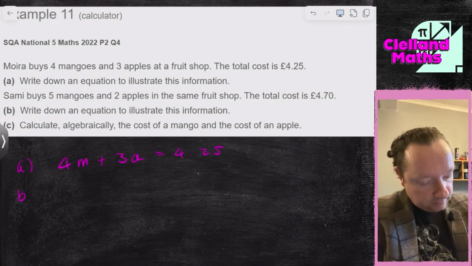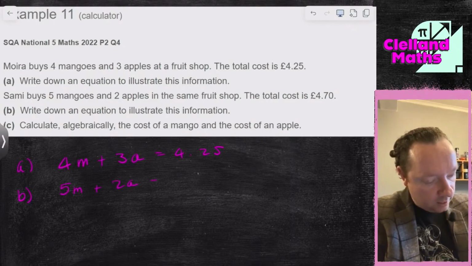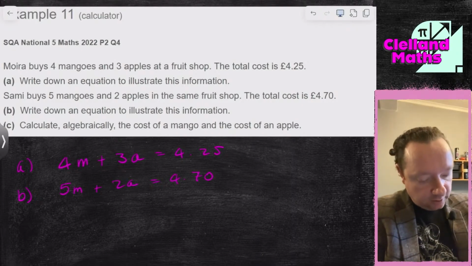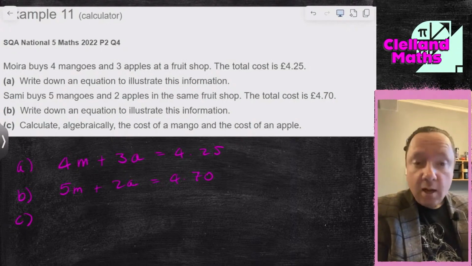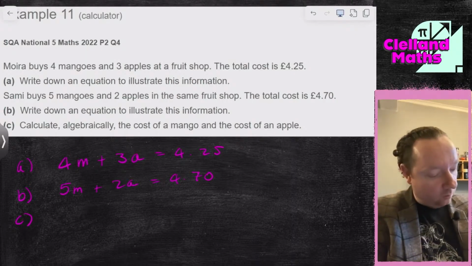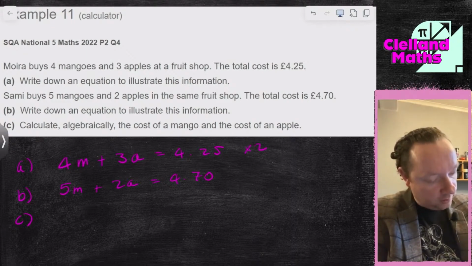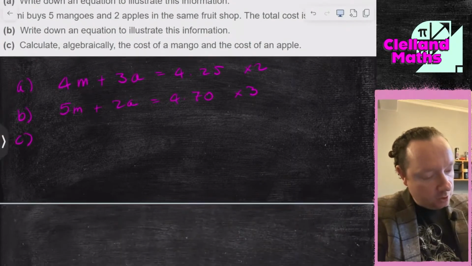Question B. Sammy buys 5 mangoes and 2 apples, and it's £4.70. Write down an equation. Just done that. Question C. Solve algebraically the cost of a mango and an apple. So with simultaneous equations, I usually make the second letters the same if I can. So I'm going to make them 6 by timesing by 2 and timesing by 3. So what's that give me?